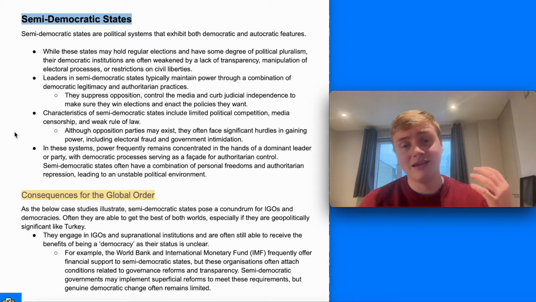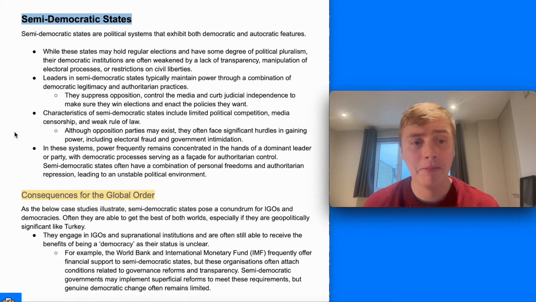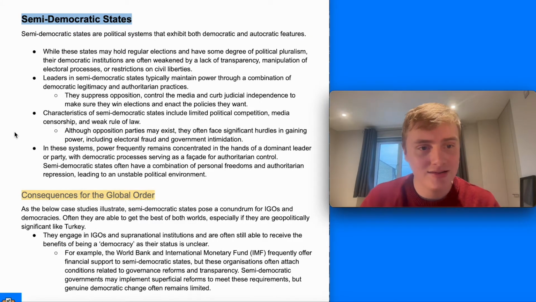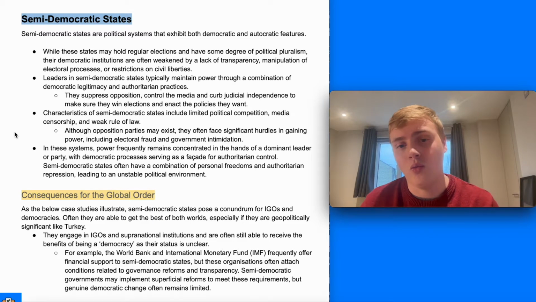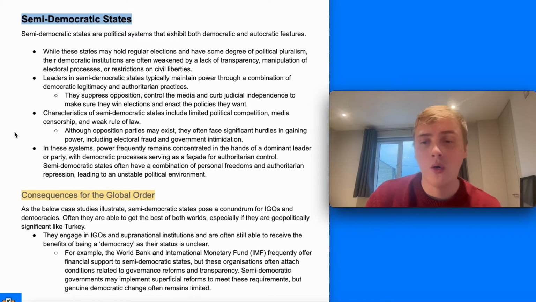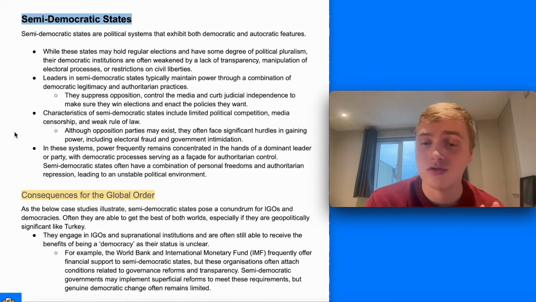So they have limited political competition, media censorship, and very weak rule of law a lot of the time. And power frequently remains really concentrated in the hands of a dominant leader or party, with democratic processes more serving as a facade for what's in reality more authoritarian control, but it's not complete authoritarianism or autocracy, for example.